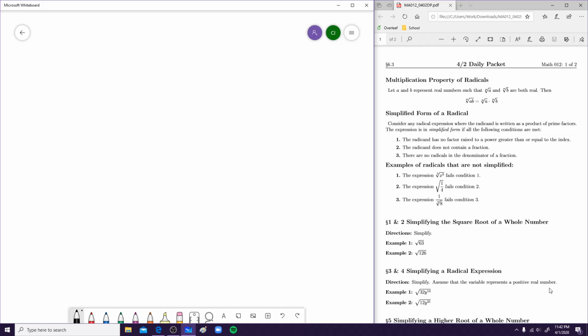Now let's get started with our topics. I smushed topics 1 and 2 together because they're mostly the same. We want to simplify the square root of a whole number. Our directions are to simplify, and for example 1, we are given the square root of 63. How do we simplify this? First of all, we'll have our table. I should probably have made one already, but let's make one right now. We want a little table that has all of our squares.